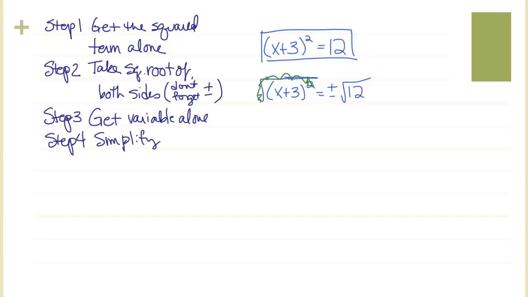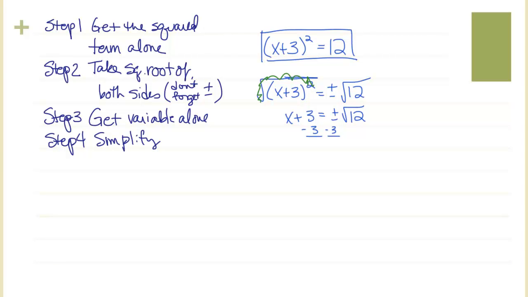So that was step 2. Step 3, I now have x plus 3 equals plus or minus the square root of 12. I still have to get x alone. So this is the other step I did. This is the step I didn't have to do in the last one. I have to do minus 3 minus 3.